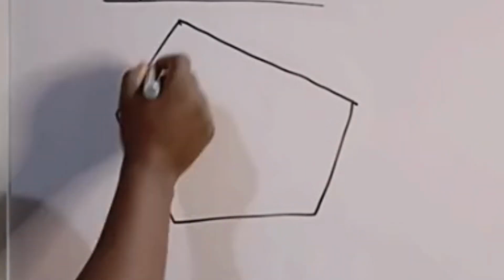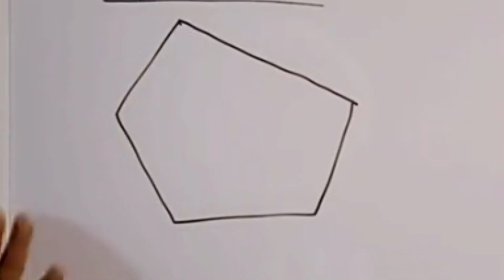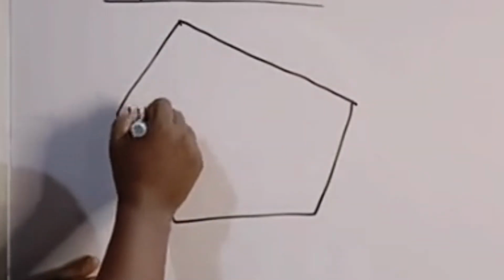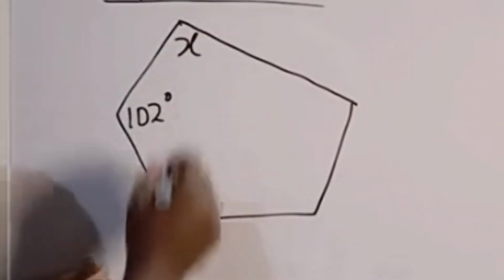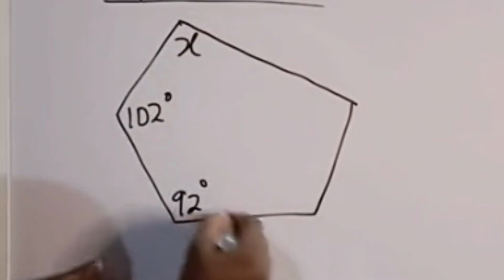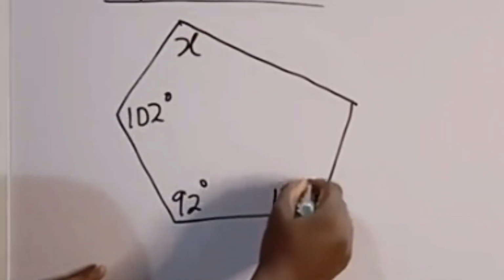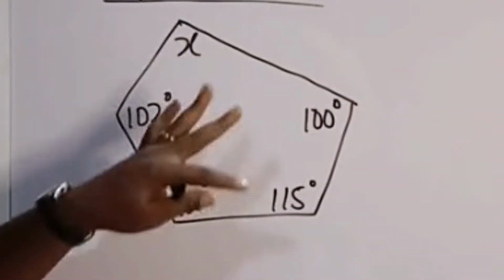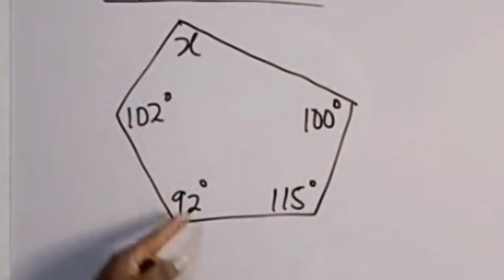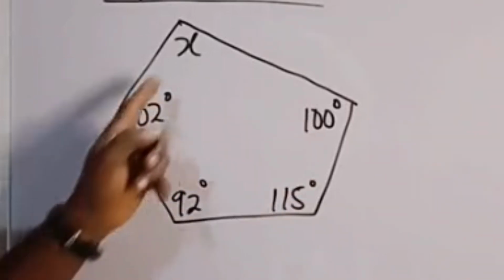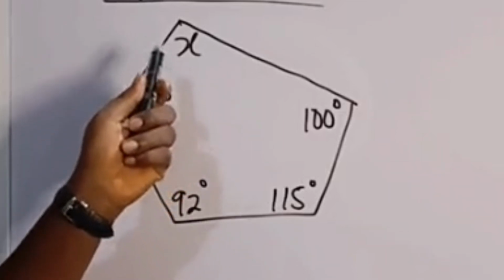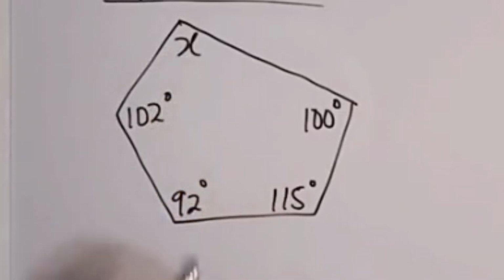Let's say we are just assuming, it's not an accurate figure. If this is 102 degrees, this is x, this is 92 degrees, this is 115 degrees, and this is 100 degrees. This is an assumption, it's not a correct value. So if you know these angles, how do you find the missing angle? That is what we'll be looking at today. How to calculate a missing angle in a polygon.